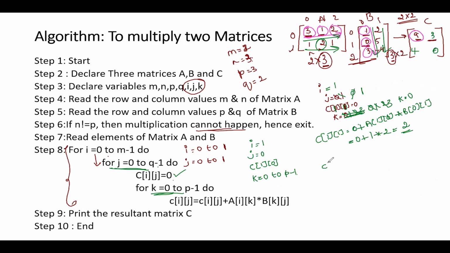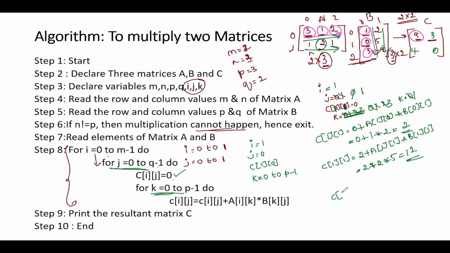Next, we will calculate C of 1 comma 1 and we will increment the K value to 1. And then we see we have the value 2 here, plus A of, we have I value 1 and K value 1, into B of K value 1 and J value also 1. So this is nothing but 2 plus A of 1 comma 1. A of 1 comma 1 is nothing but 2 into B of 1 comma 1 is nothing but 5. This is nothing but 12. So we have a new value 12 for C of 1 comma 1. We will change it later.